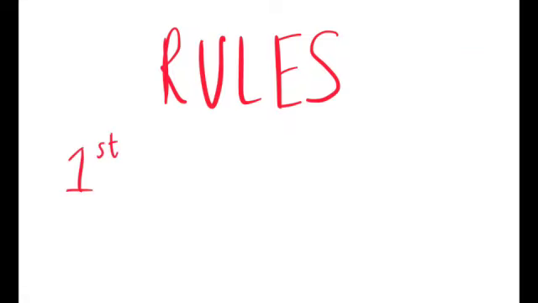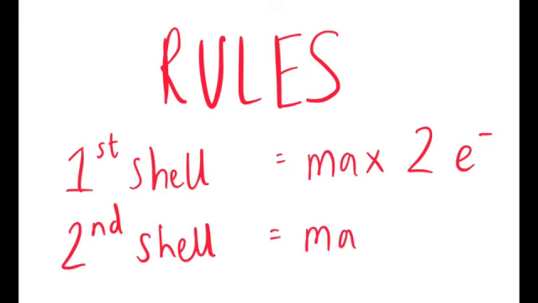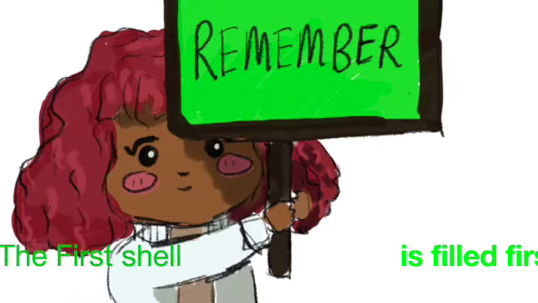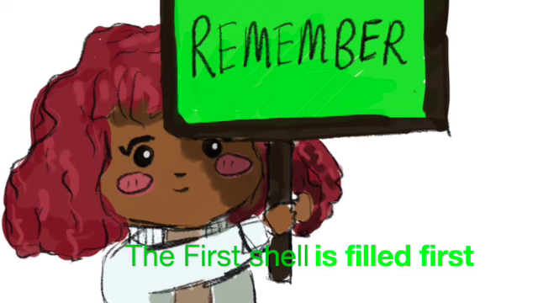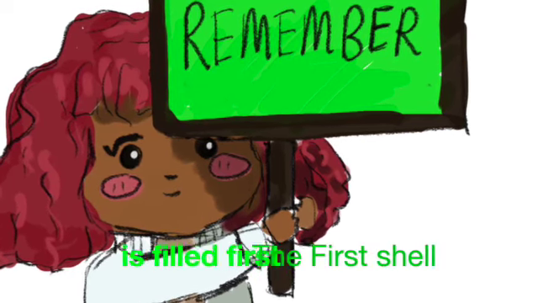Okay, so let's have a look at the rules related to how these electrons fit into shells. So the first shell can have a maximum of 2 electrons. Only 2 electrons can be present in that first shell. The second shell has a maximum of 8 electrons that it can be filled with. And the third shell also 8 electrons. Remember, the first shell is filled first, and then once that's full, we can fill the second and third shells.